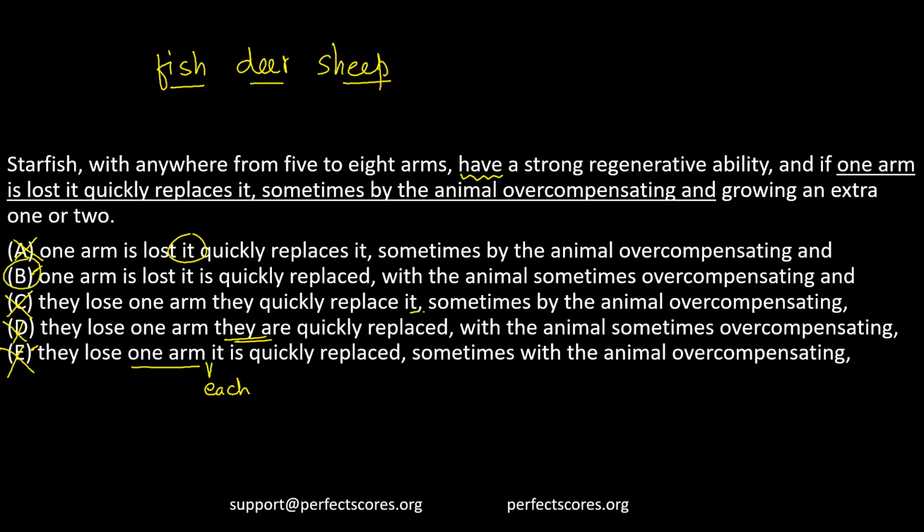If one arm is lost, it is quickly replaced with the animal overcompensating and growing an extra one or two. So definitely you need the "and." So B is fine. All right. Let us try one more.